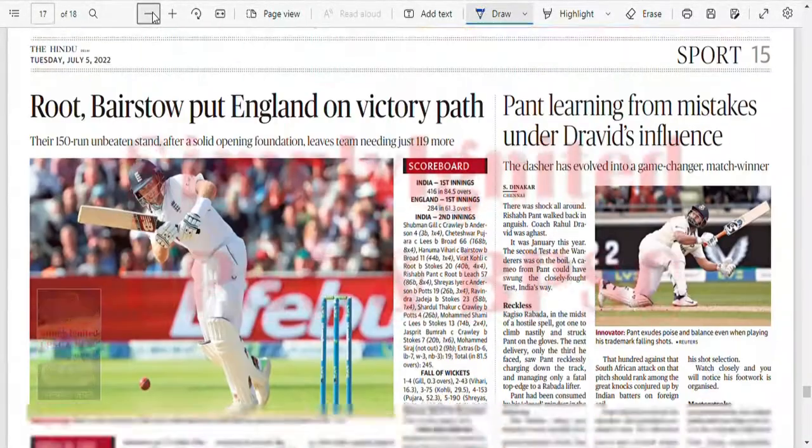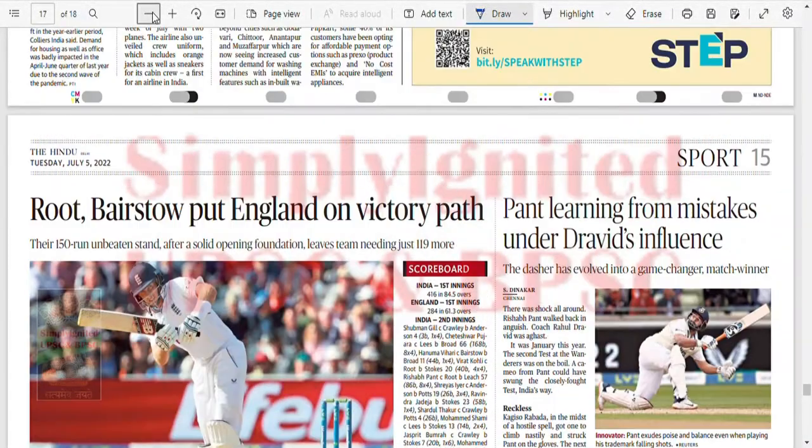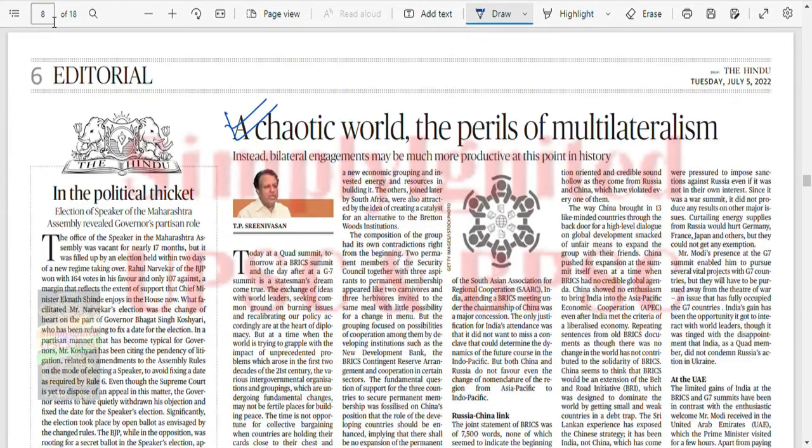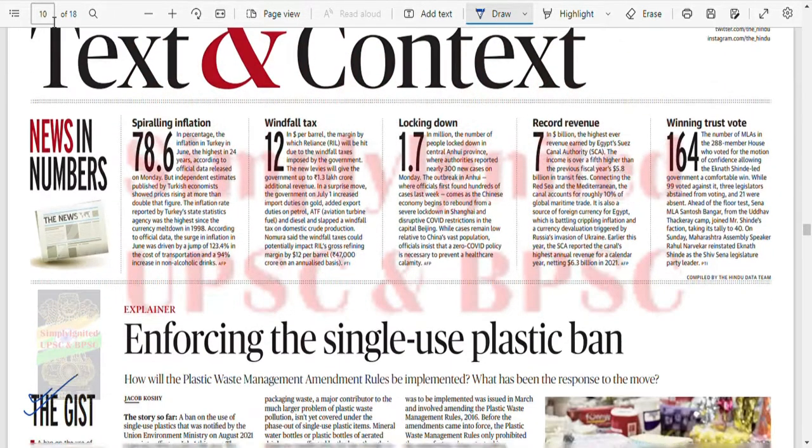And yes, these two news items were there. Now we are left with the editorial. Let's see, I think on the 8th page. Let's see the text and explain page first.